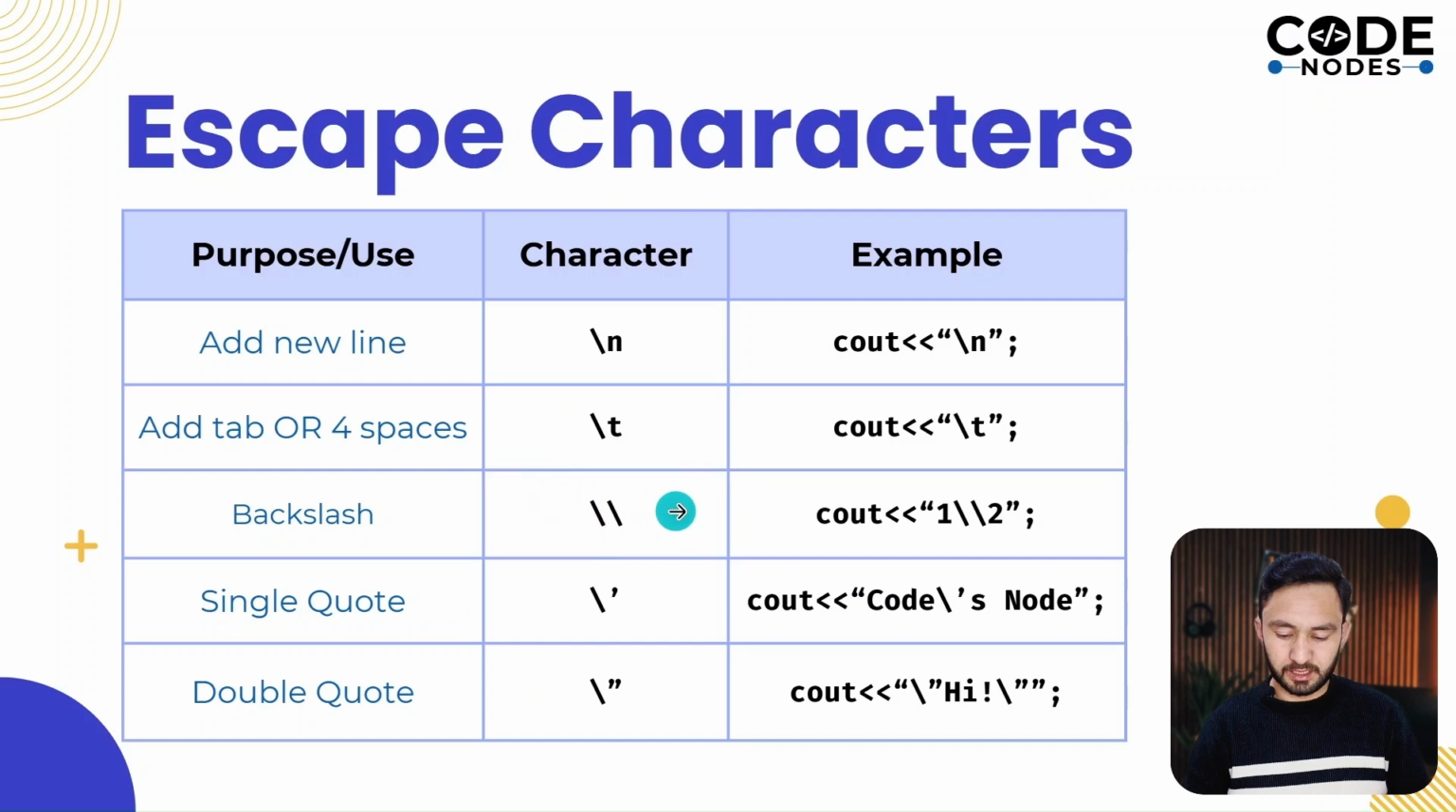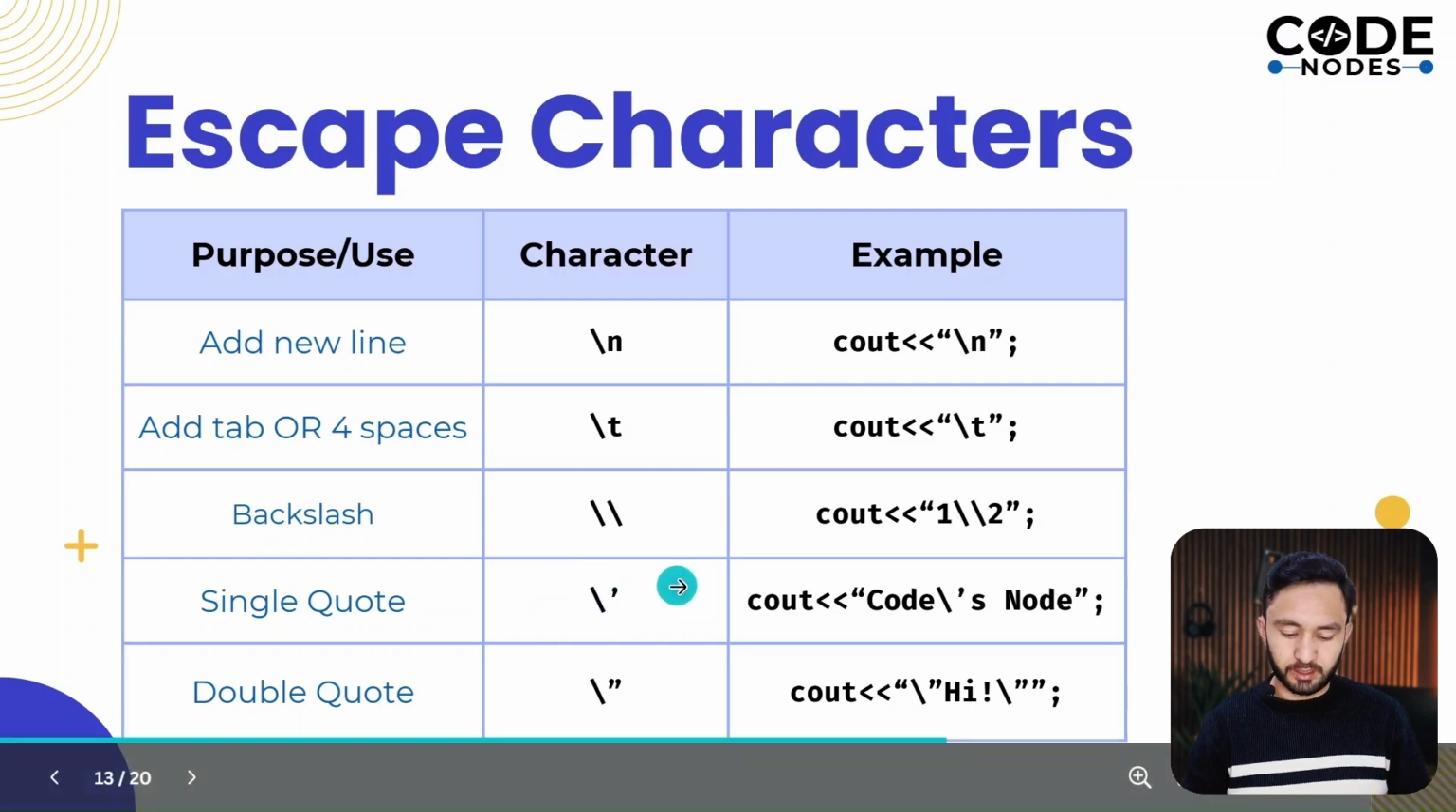If you use double backslashes, it will print like a folder structure, like C backslash programs backslash files, etc. If you want to enclose any name inside single quotation, you use backslash with single quote. And if you want to enclose any VIP name or book name, etc., inside a double quotation, you use backslash with double quotation. Like in this example, as you can see, we have printed hi in double quotation.